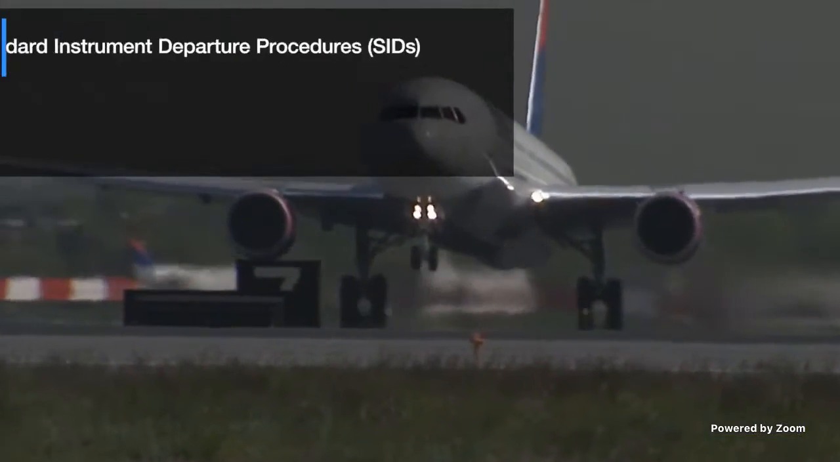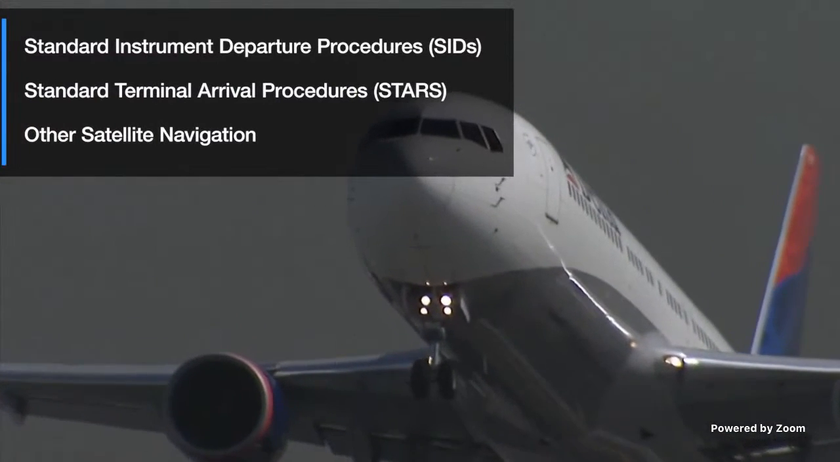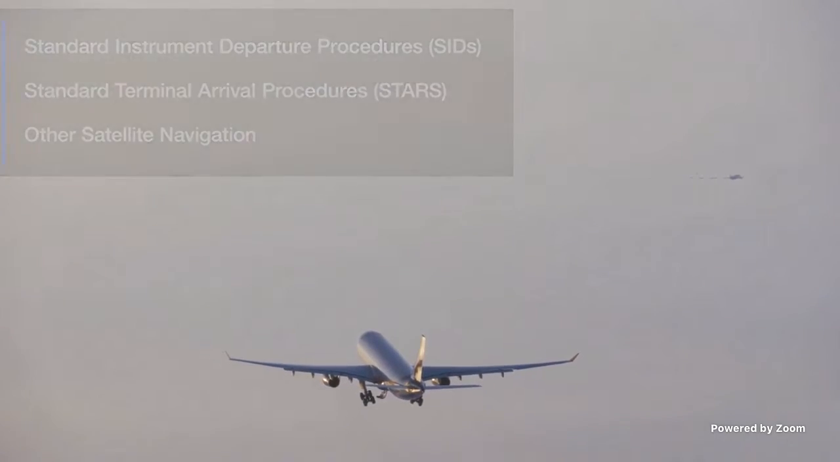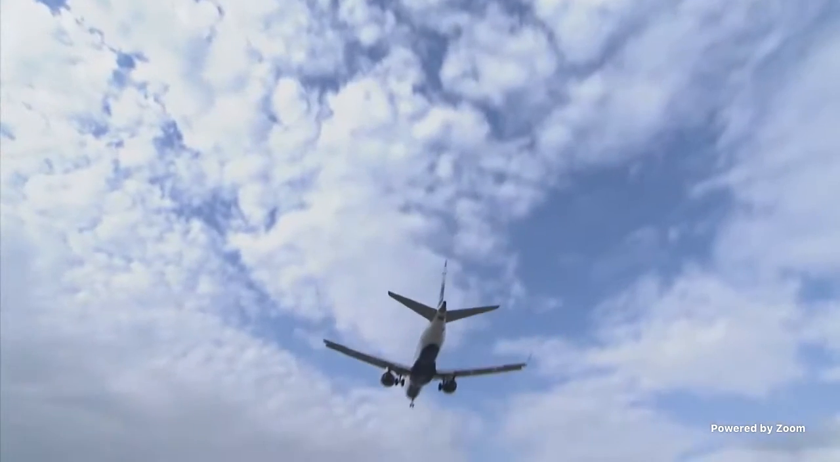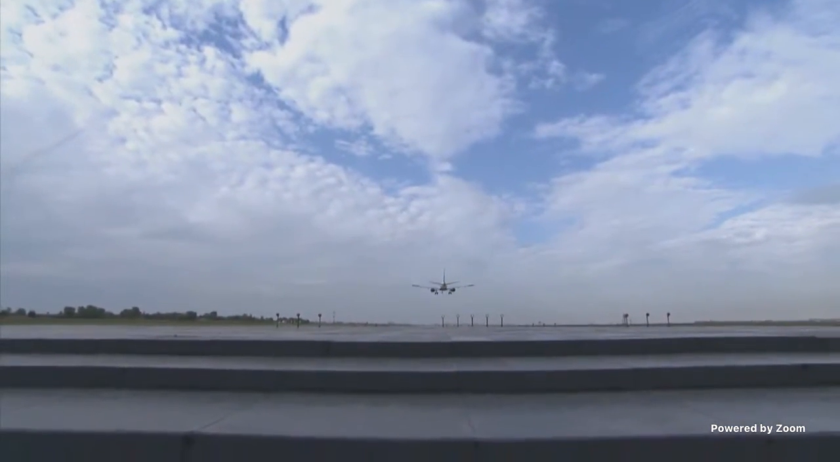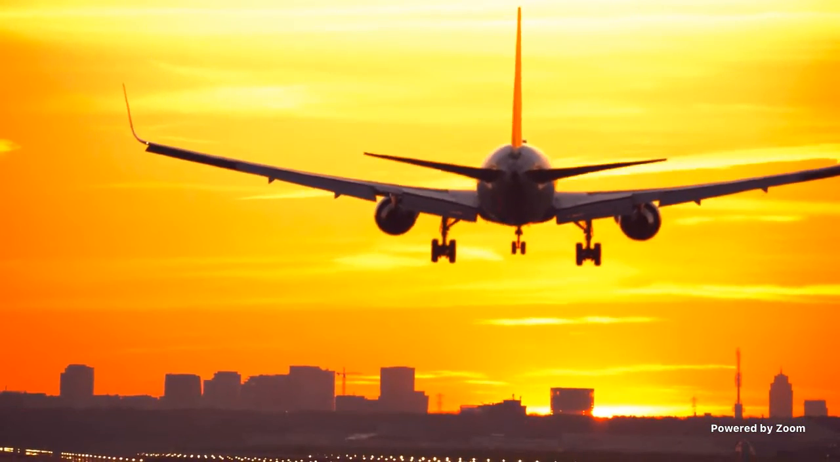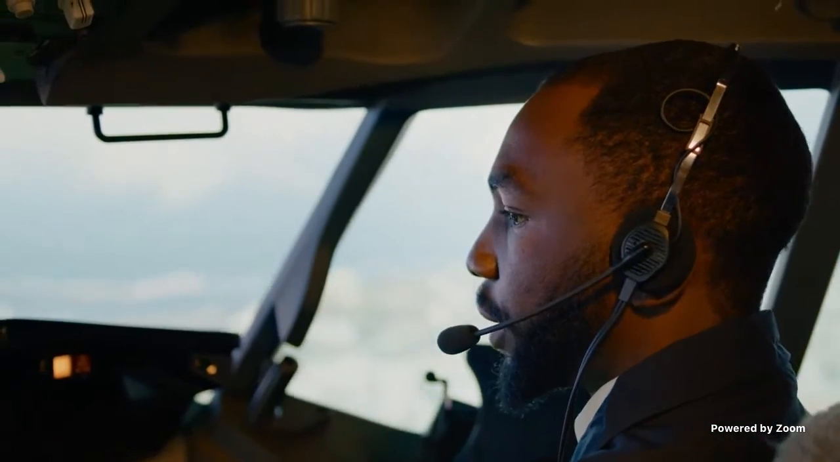PBN and RNAV, including SIDs, STARs, and other types of satellite-based navigation, improve safety by ensuring safe separation between aircraft. These procedures improve the safe, efficient movement of air traffic through the nation's airspace by providing more predictable flight paths, eliminating the potential for errors in pilot-controller readback.